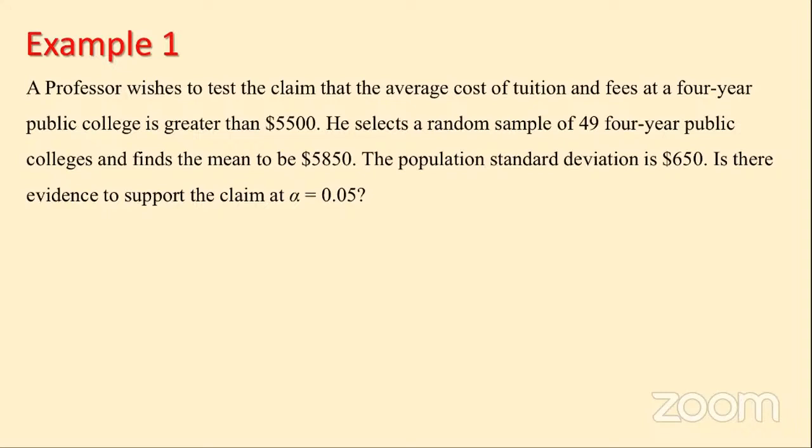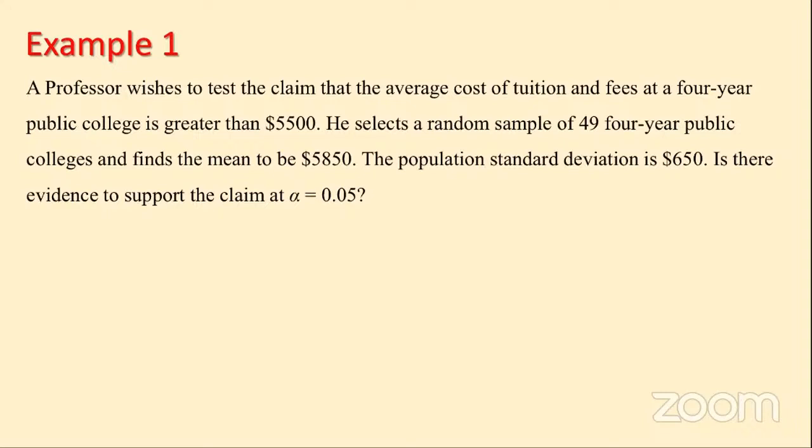Okay, so let's see. The problem says, a professor wishes to test the claim that the average cost of tuition and fees at a 4-year public college is greater than 5,500. He selects a random sample of 49 4-year public colleges and finds the mean to be 5,850. The population standard deviation is 650. Is there evidence to support the claim at alpha equal to 0.05, or 5% significance level?